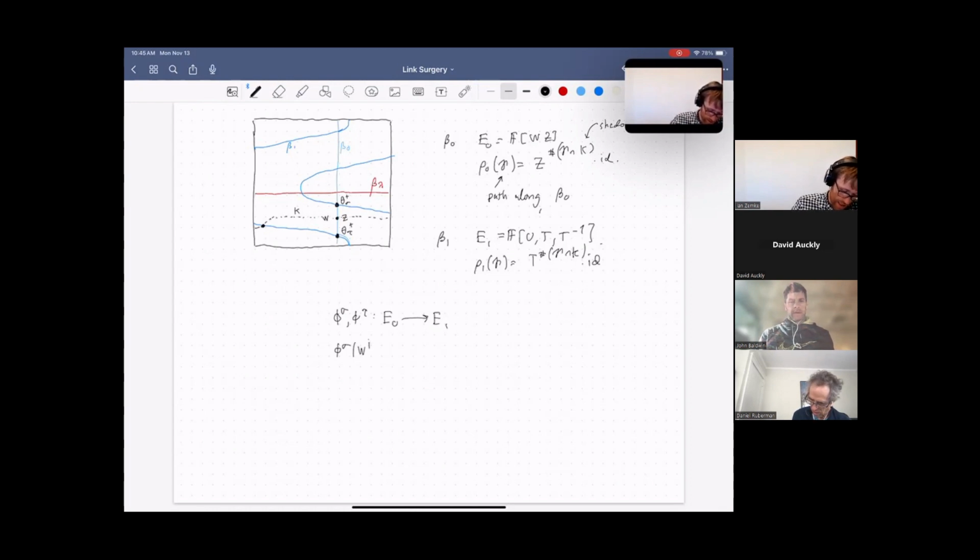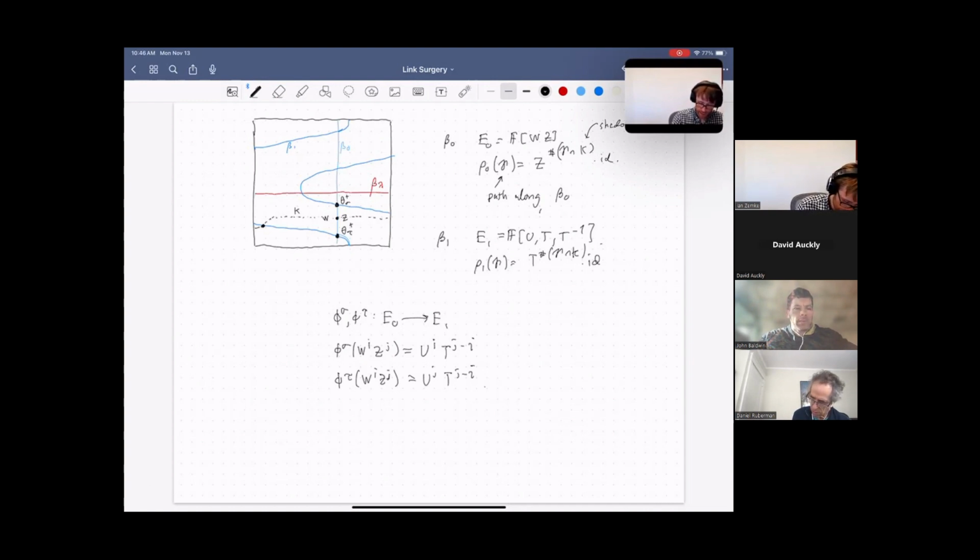So phi sigma of W_i Z^j is just going to be U^i T^(j-i), and phi tau of W_i Z^j is going to be equal to U^j T^(j-i). Okay, and so I'm going to use these linear maps, and I'm going to construct two very special cycles or morphisms from beta 0 to beta 1.